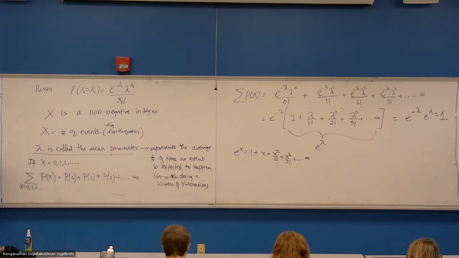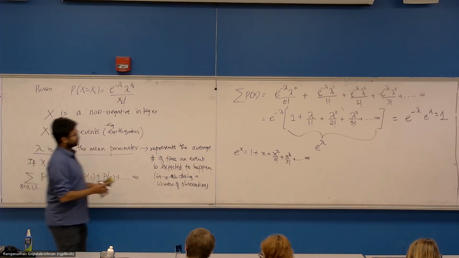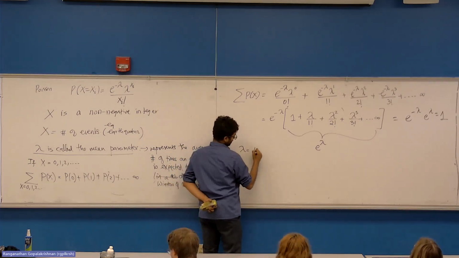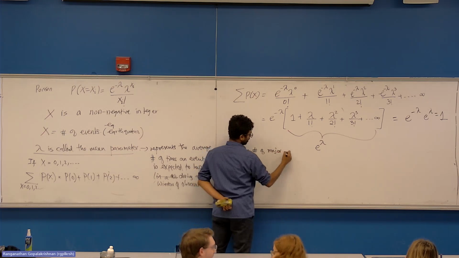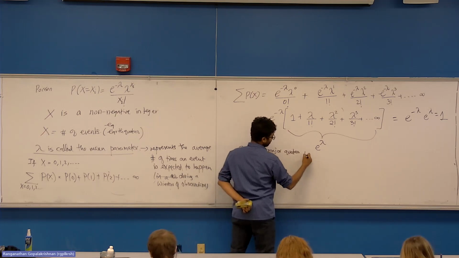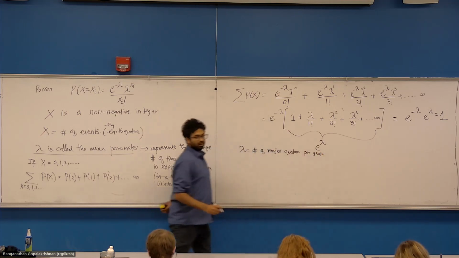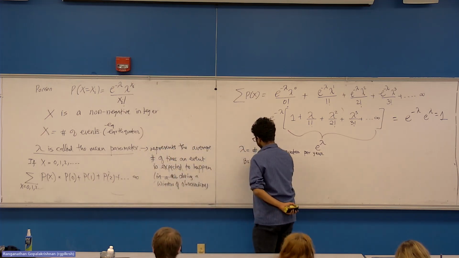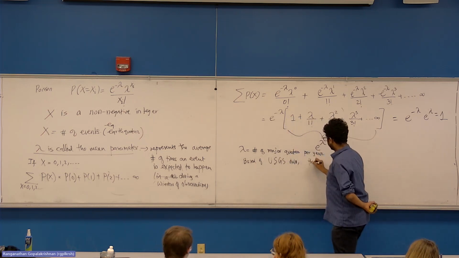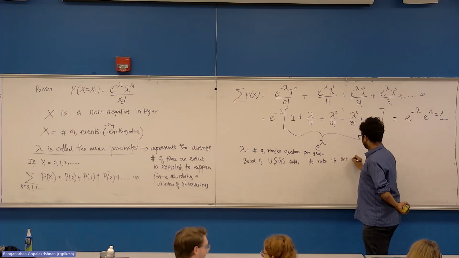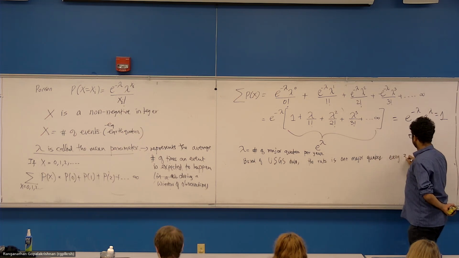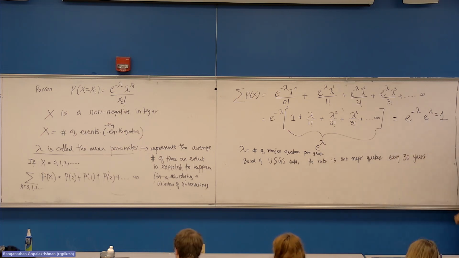Okay, so if we start with that example, let's say lambda is the number of major quakes per year. I told you based on USGS data, the rate is one major quake every 30 years, 1 in 30 years.